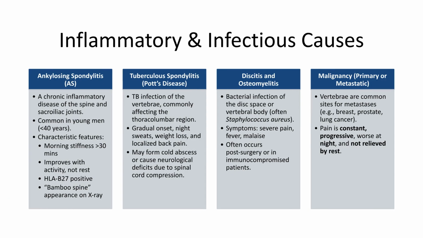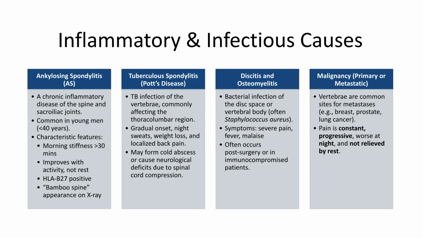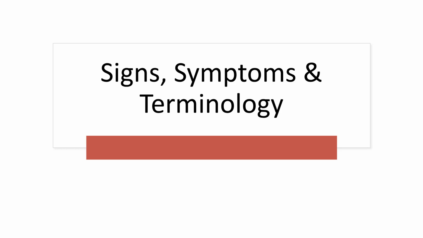Inflammatory and infectious causes include ankylosing spondylitis, common in young men with morning stiffness over 30 minutes, and tuberculous spondylitis, characterized by night sweats and weight loss. Discitis and osteomyelitis involve bacterial infection, while malignancy is indicated by constant progressive pain, worse at night, and unrelieved by rest. Next, we will review the signs, symptoms, and key terminology related to spinal pain.